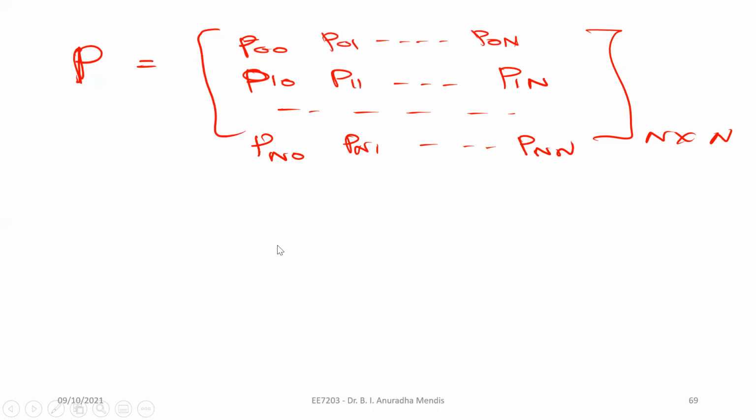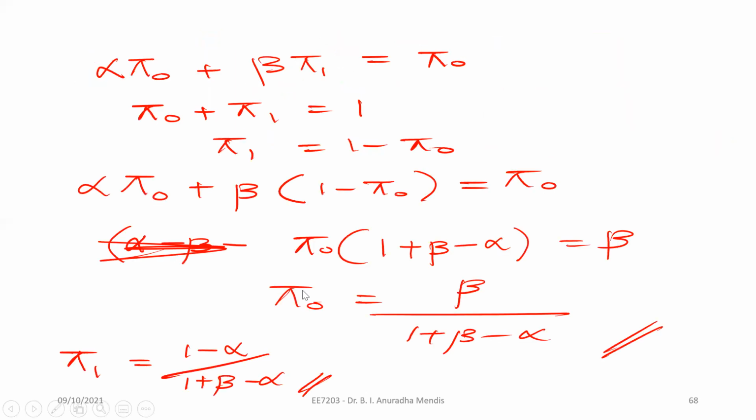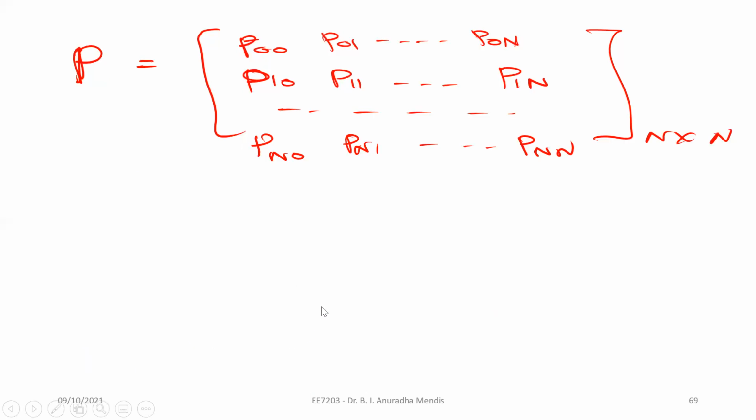If the Markov chain is an ergodic Markov chain, there is a very interesting property. Instead of finding all the balance equations and normalization equations, there is a special property. You take the transition probability matrix P and then you find its nth power.